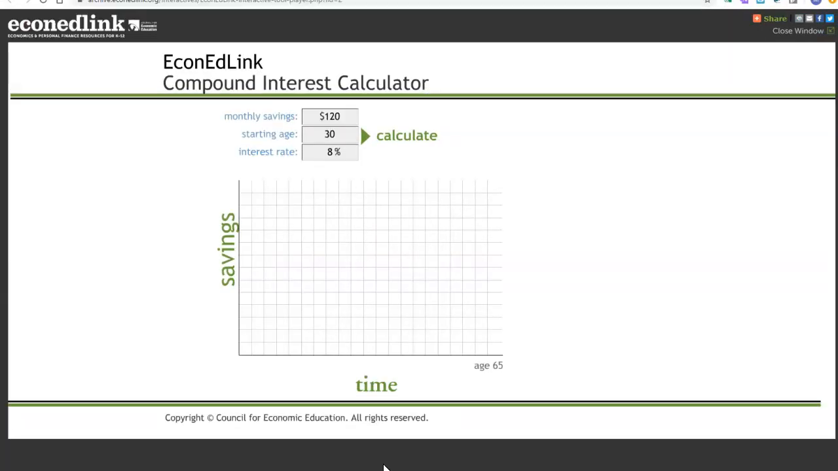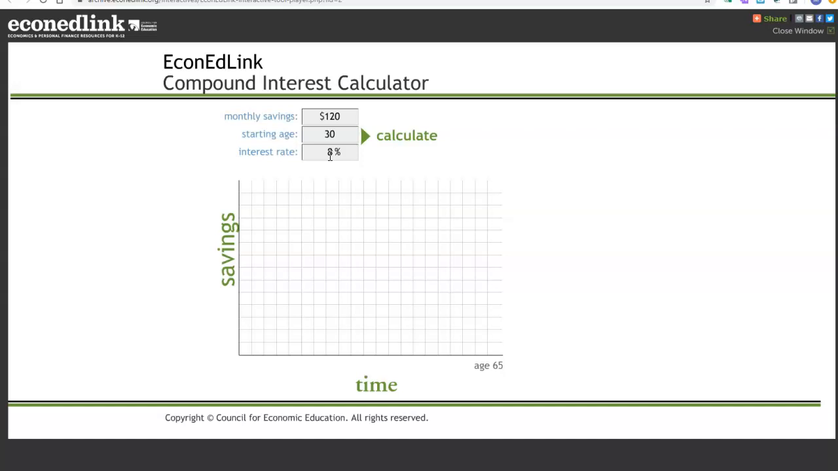So here's a type of compound interest calculator, and you may have talked about this in other classes. This compound interest calculator takes in three things. It takes in how much money you'll save a month, what your starting age is, and then what interest rate you're going to get. Without going into too many specifics, we're going to leave our interest rate, which is a very important part of it, at 8%.